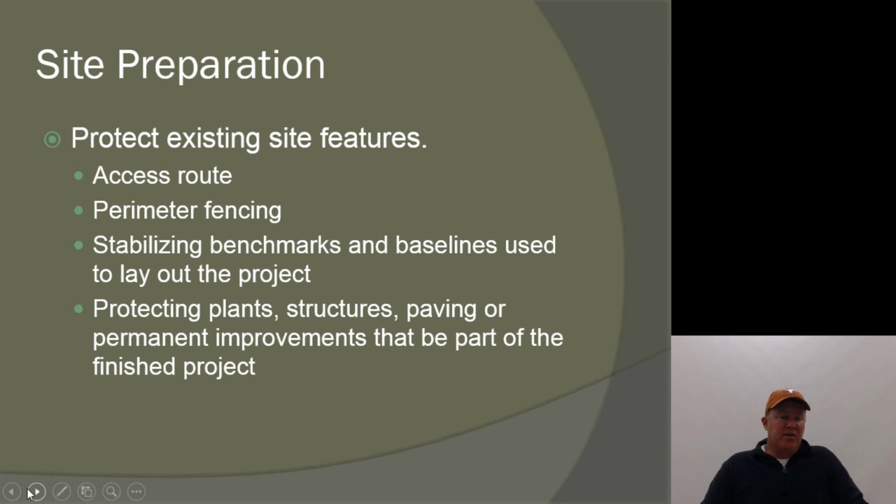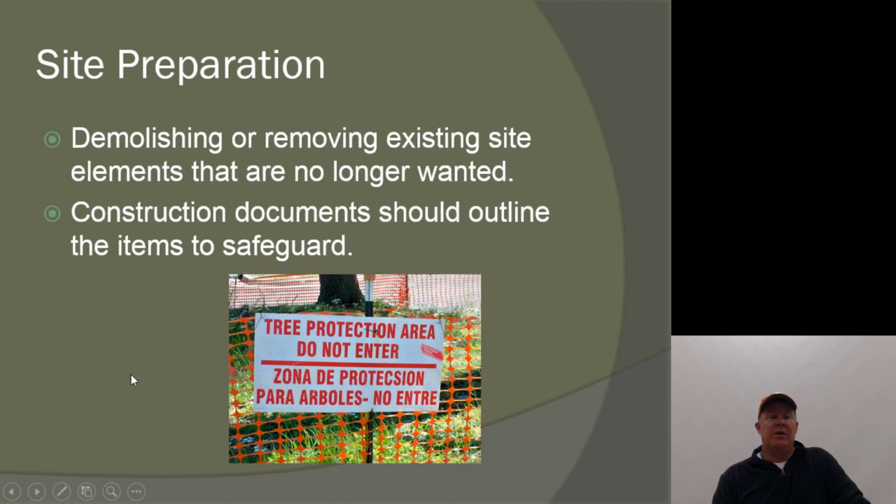Stabilized benchmarks and baselines used to lay out the project. Usually probably the grading contractor, but we may or may not have to do it. Well, definitely when it's coming to protecting plants, if there's a tree, they might want us to put some of that orange fencing around the tree, or put some orange fencing around the existing structures. That's all going to be part of the finished project. Again, that will be in your specifications, guys.